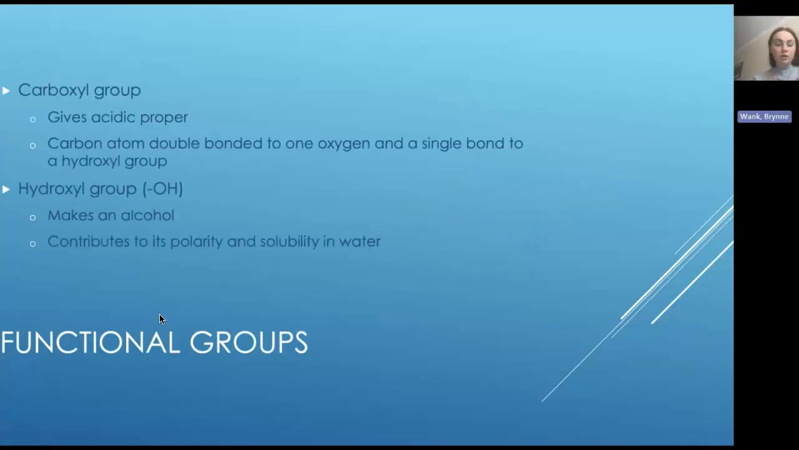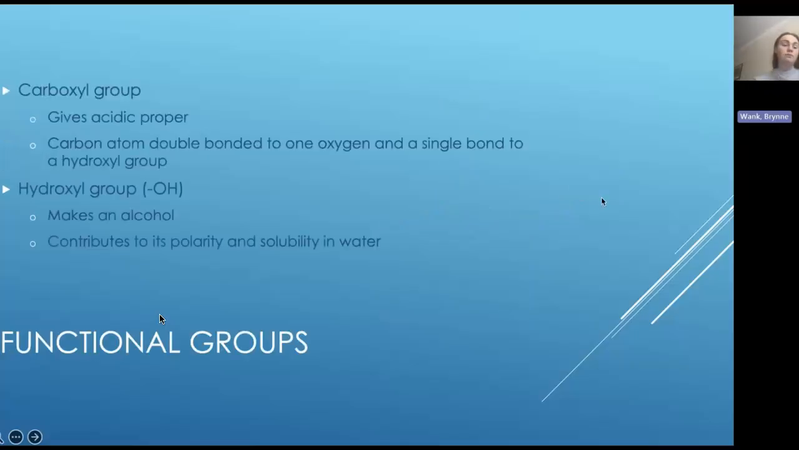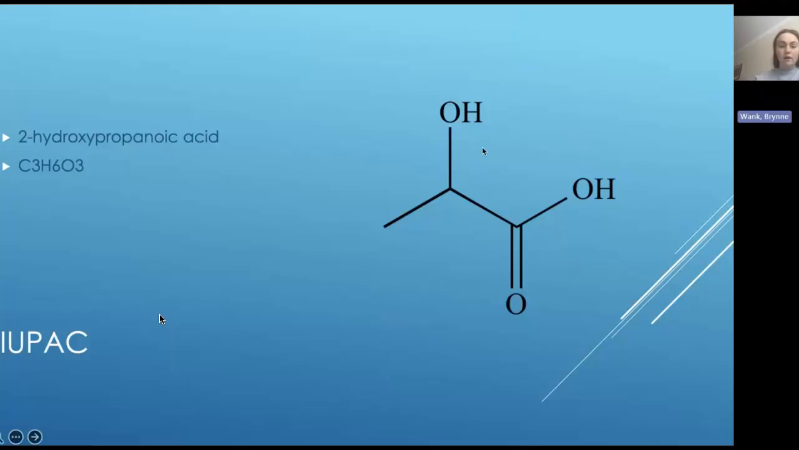There's 2 functional groups in here. There's the carboxyl group. It gives it the acidic properties. It's the carbon atom that's double bonded to the 1 oxygen and then is single bonded to a hydroxyl group. So you can kind of see this down to the right, the double bond to the 1 oxygen and then the single bond to the hydroxyl group. And then we also have the hydroxyl group. Lactic acid makes it part of an alcohol. And then you can just see it up here at the top, the single bond OH.